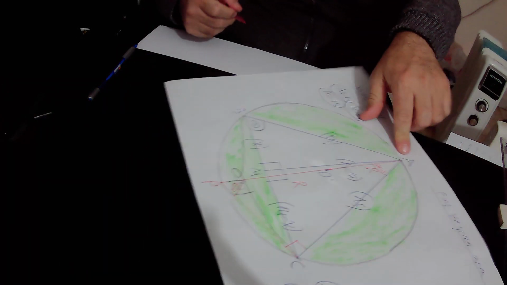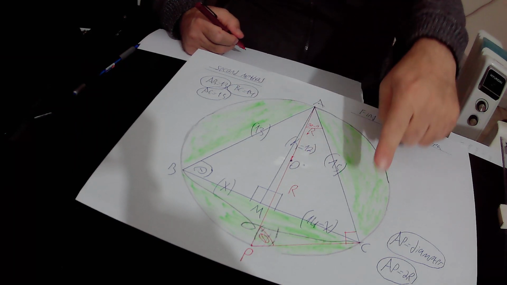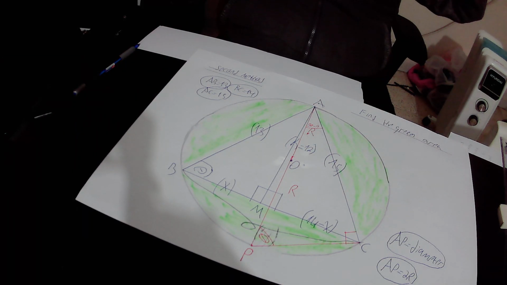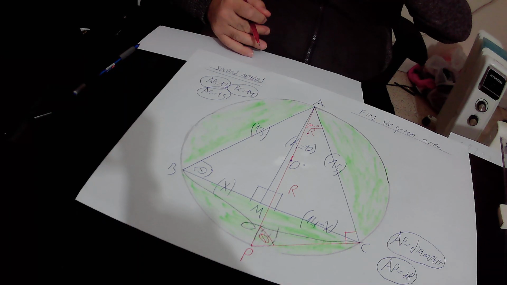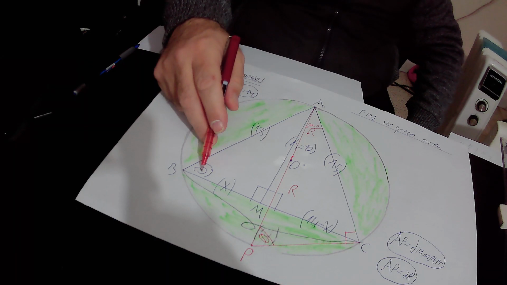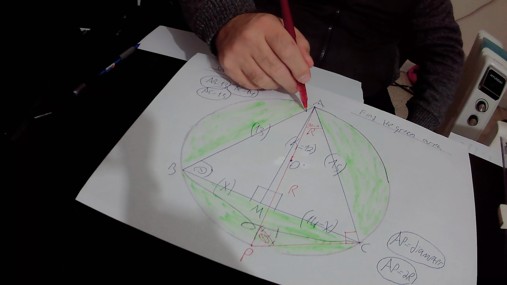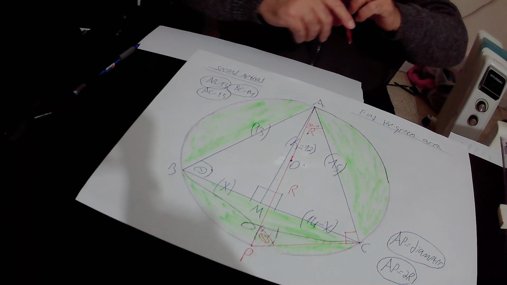Why? Because 90 degrees minus theta plus theta is 90 degrees, and 90 degrees plus 90 degrees is equal to 180 degrees. That is the sum of the angles in any triangle. Likewise, in the right triangle ABM, this angle equals theta, this angle equals 90 degrees, therefore the missing angle here must be equal to 90 degrees minus theta.